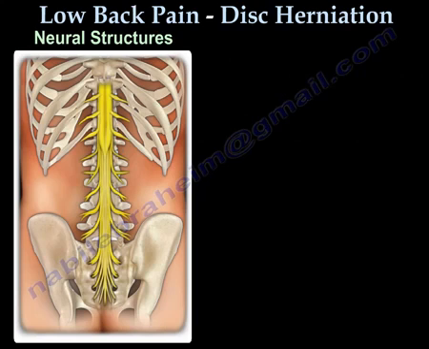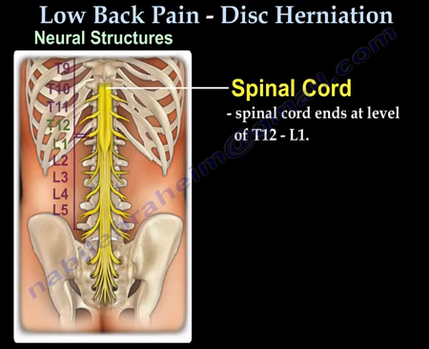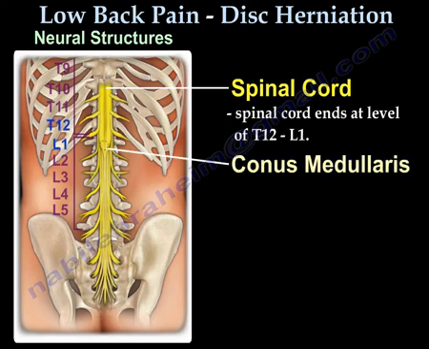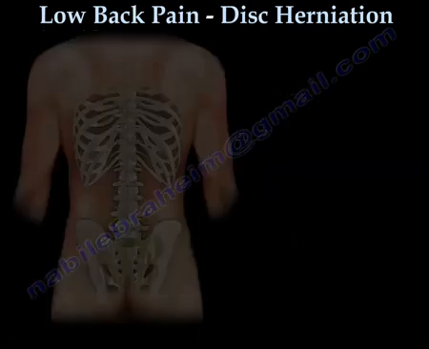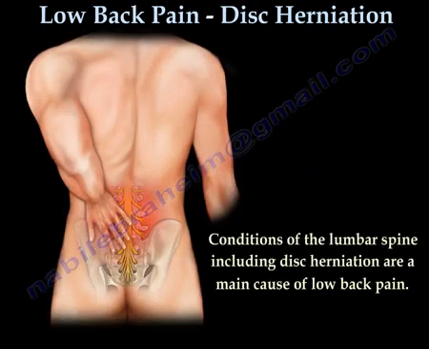The neural structures: you find the spinal cord, which ends at the level of T12-L1, the conus medullaris, which is the end of the spinal cord, and the cauda equina, which is a lot of nerve roots, usually begins at the level of L1. Different conditions of the lumbar spine, including disc herniation, are the main cause of low back pain.